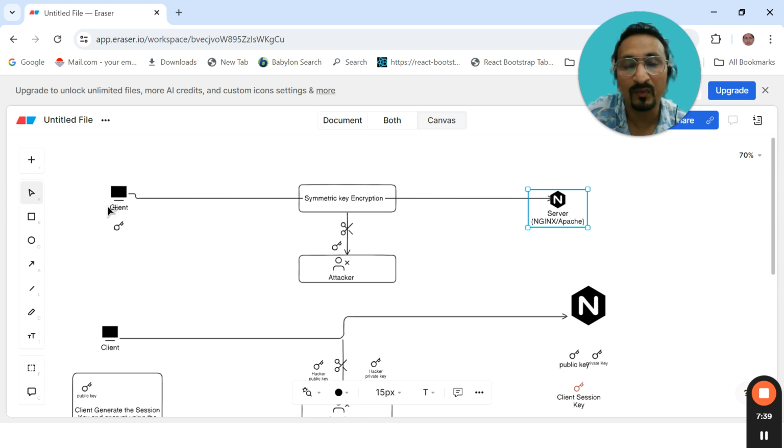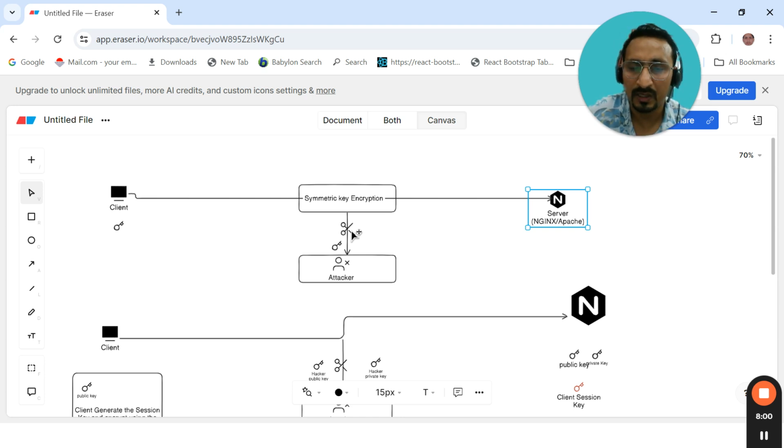Now when the client encrypts the data with that symmetric key, once the man in the middle attacker intercepts that data, the attacker will be able to decrypt the data. So this does not seem a solution for sharing the key.